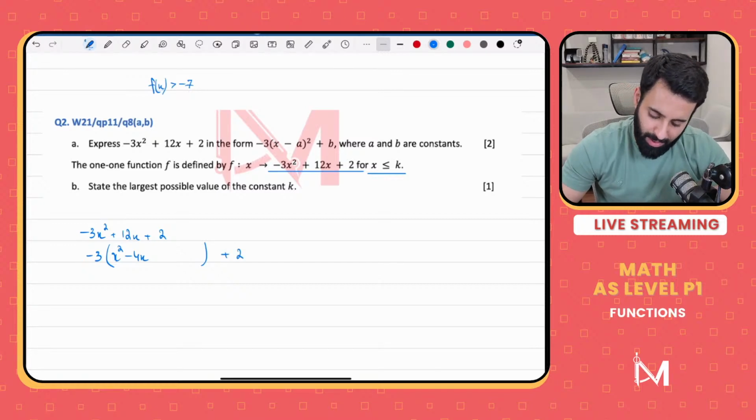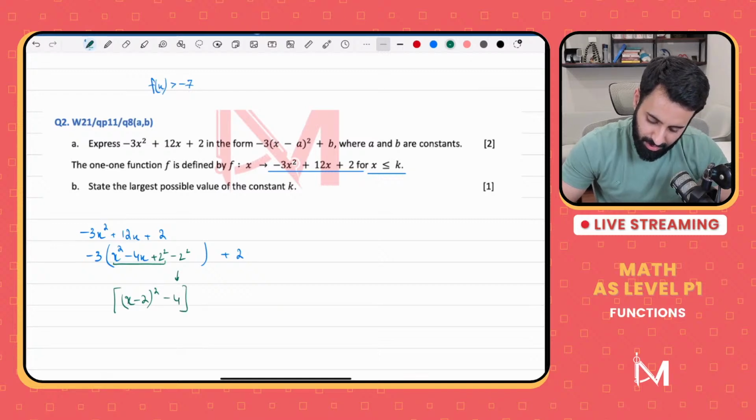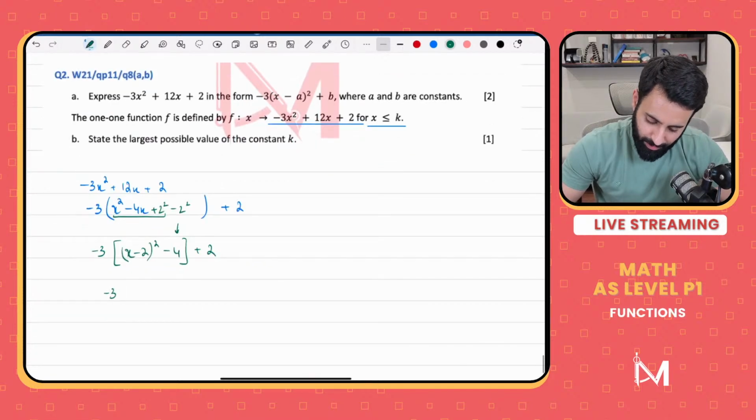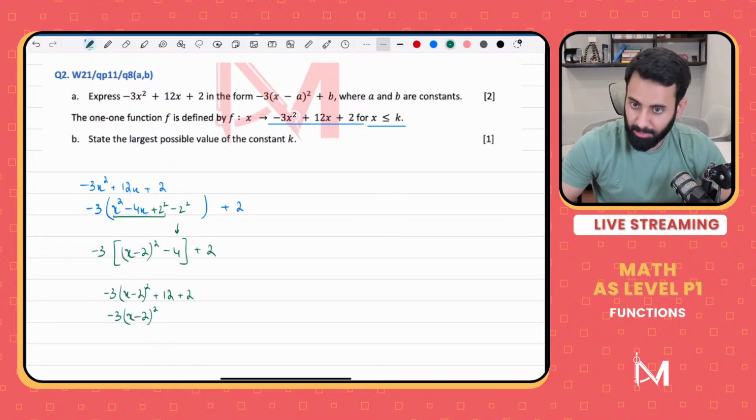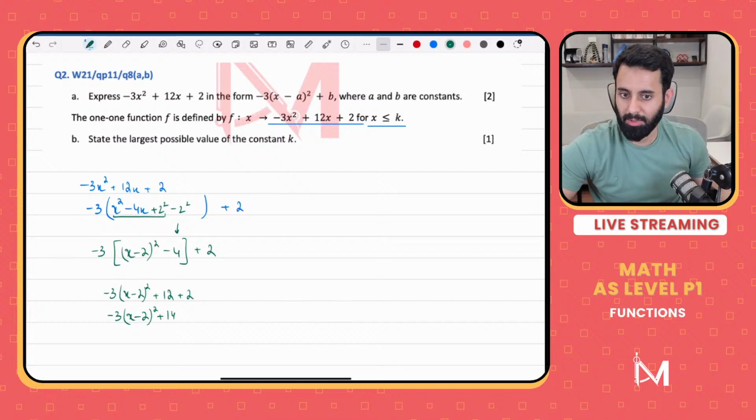So what are we going to add to complete the square? We're going to add 2 square. What are we going to subtract? We're going to subtract 2 square. So this part of the expression becomes x minus 2 the whole thing square. This minus 4 remains as is. Minus 3 outside, and don't forget the plus 2. So we have minus 3 into x minus 2 the whole thing square plus 12 plus 2. So that means minus 3 into x minus 2 the whole thing square plus 14. That's the answer. This is how the question wanted, and we have done just that.